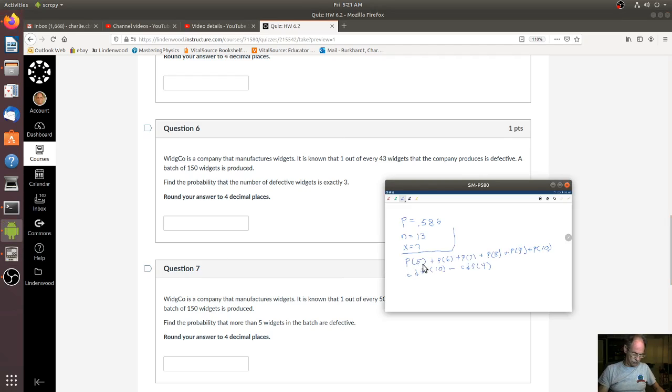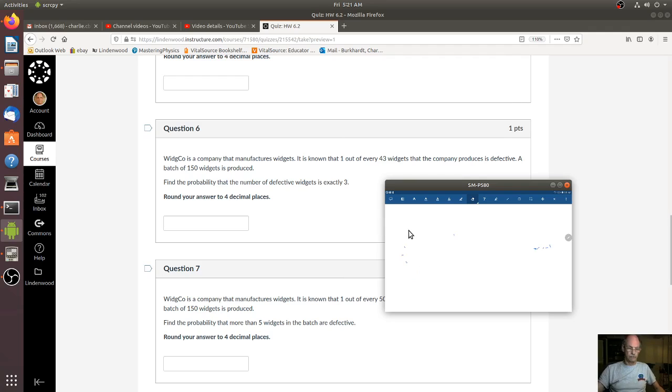Let's erase this. All right, number 6. Once again, P is 1 over 43 for number 6. N is equal to, how many widgets do I have? 150. And I have exactly 3, so X is 3. And so it's exactly, so I'm going to use the PDF.